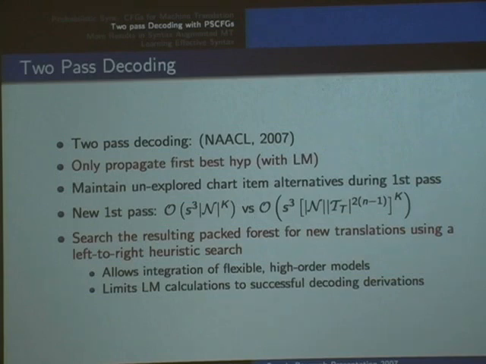But what we also do is we try to make this search, the second pass search, in a structured way to allow the direct integration of a left-to-right Ngram language model. So what we've achieved is we've been able to limit the language model calculations to only the successful decoding derivations, those that do translate the whole sentence. And now we want to guide our search through the alternatives with the Ngram language model.